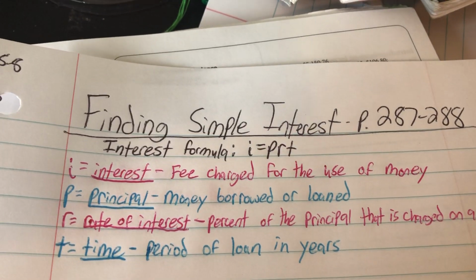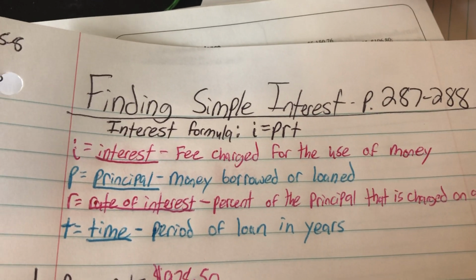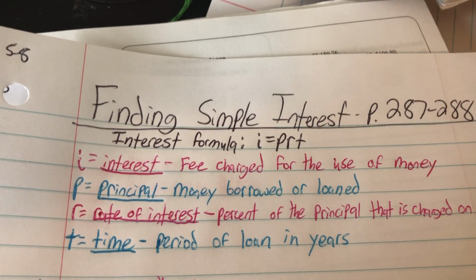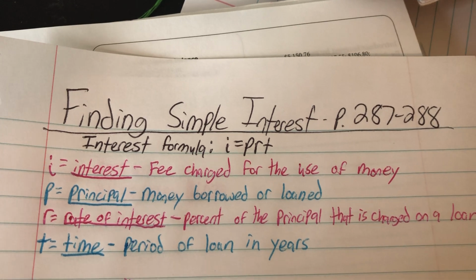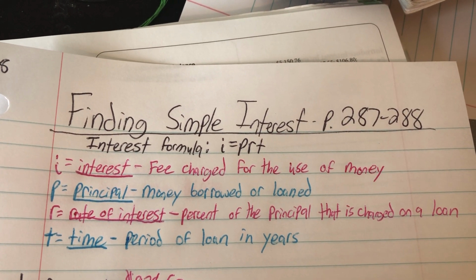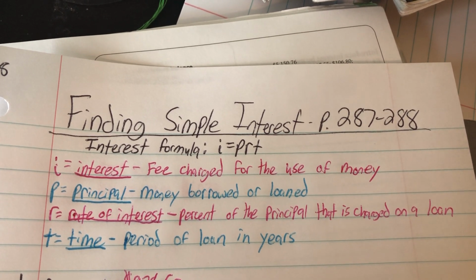The principal is the money that you borrowed or that was loaned to you. So let's say you borrowed $5,000. That is the principal, $5,000. The rate of interest is the percent of the principal that is charged on a loan. So let's say they loaned you $5,000 at 20% interest. That would be your rate, 20%.